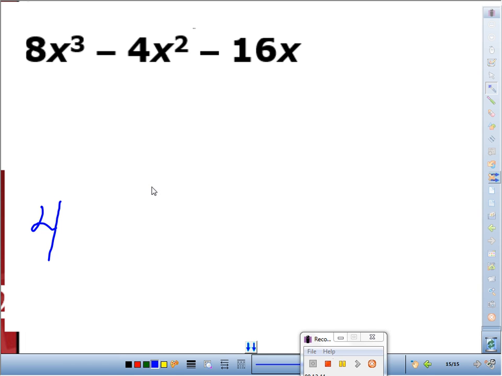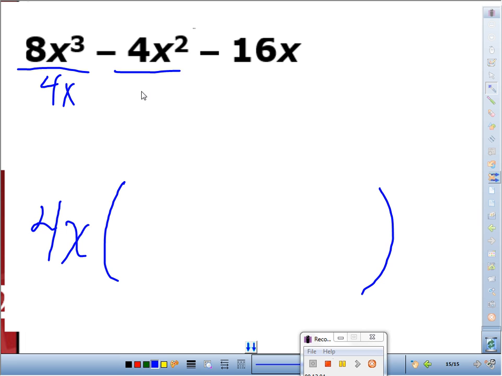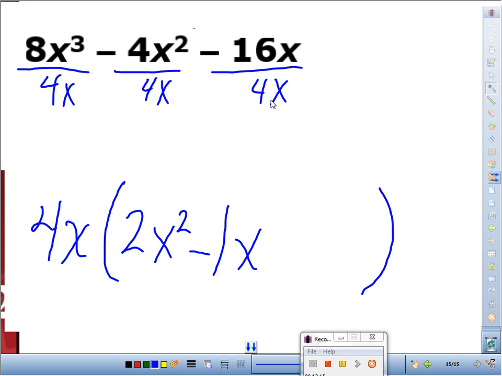Okay? Does each term have an x? Yes. Does each term have at least an x squared? No, this one only has an x, so that's why our GCF is 4x. So let's see what's remaining. Divide by 4x, divide by 4x, divide by 4x. Let's see. What's left here? 2x squared. This is negative 1x. And this is negative 4.